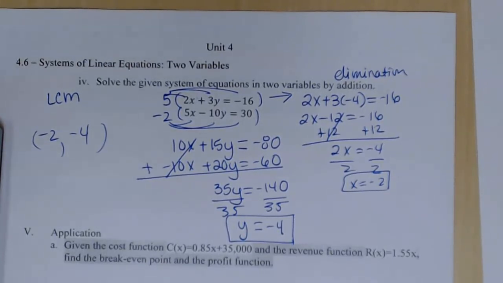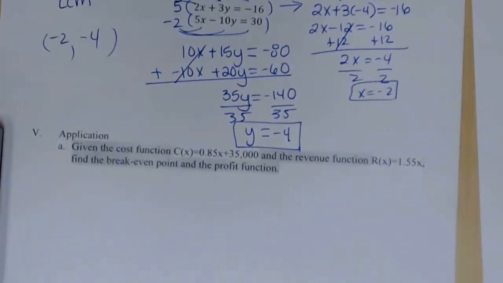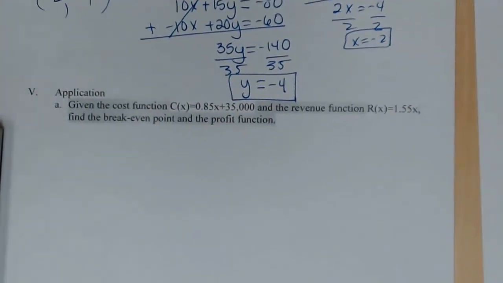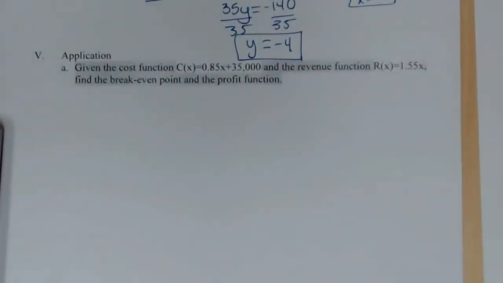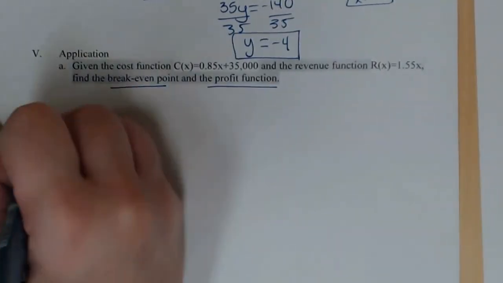Now, all this being said, let's do some application problems. So I've got my substitution method, got my addition method. Now here's a good application problem. It says, given the cost function and the revenue function, find the break-even point and the profit function. So we need to learn, what do these two terms mean?